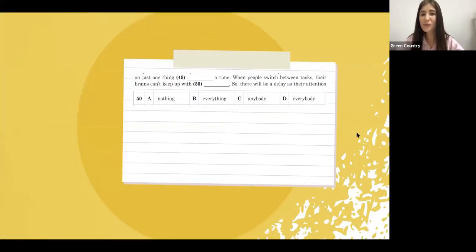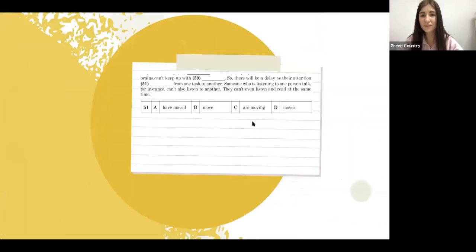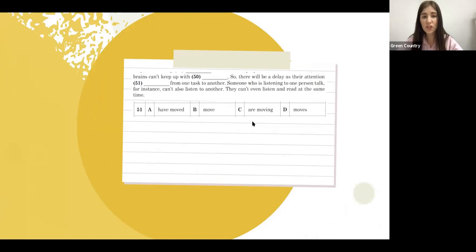Question 50. Here, when people switch between tasks, their brains can't keep up with the... Here, grammar knowledge must be in the chat. Keep up with everything. Yes, you're right. Nothing cannot be used here because we have the negative form can't keep. In English, we cannot have two negative forms in one sentence. Anybody as well, it's not possible here because of this negative form. And everybody, we are not mentioning people. So we can mention just tasks, and a task is a non-living thing. Everything. Right.